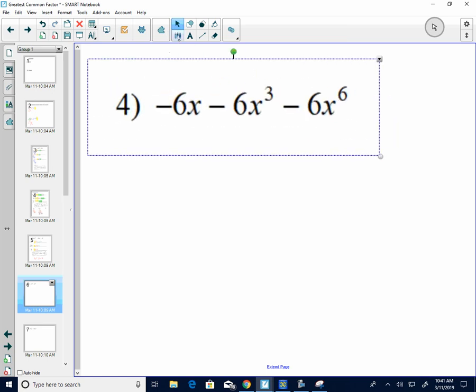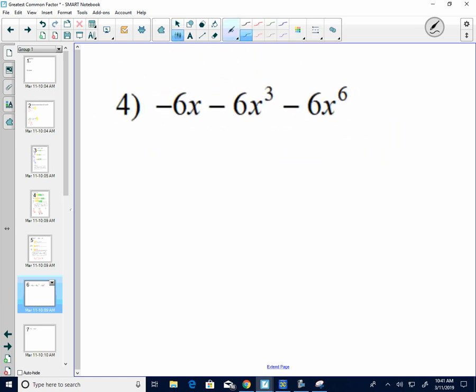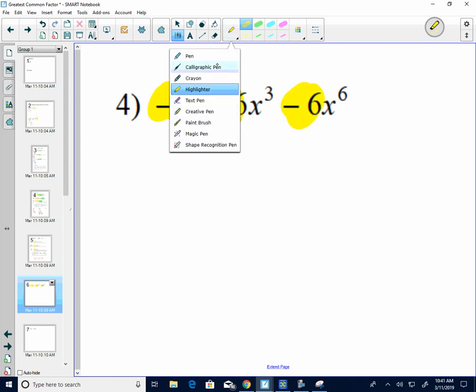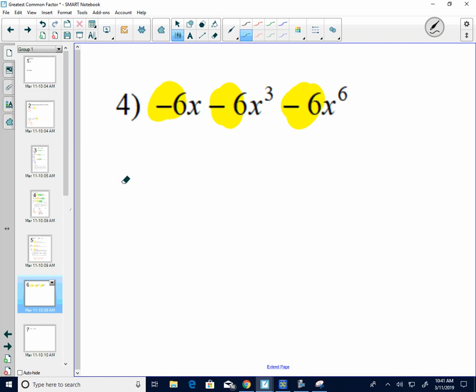So if I look at this one, do I really need to look at the prime factors of the numbers? Because what number do they all have in common? All of them have a negative 6. So I don't have to factor the numbers. I know I'm pulling out a negative 6. Because if there is a negative that I can pull out, I like to pull it out.